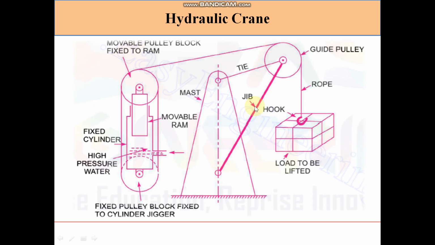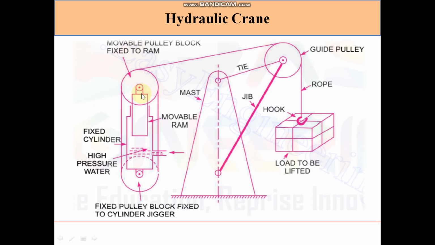With the help of the jib, the radius of approach of the crane can be increased or decreased. With the help of the mast and jib, the jib or crane can revolve about its vertical axis and reach up to the maximum possible area. This is called the jigger. The other end of this wire rope is wound on the jigger. The jigger consists of two pulleys. One is a movable pulley and the other is a fixed pulley.